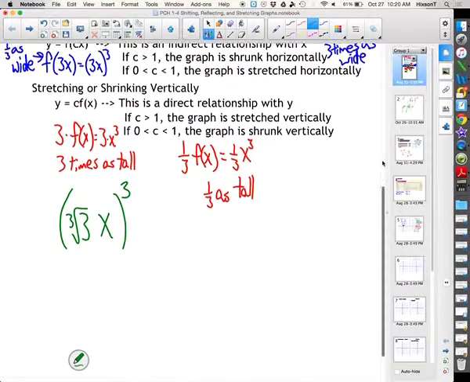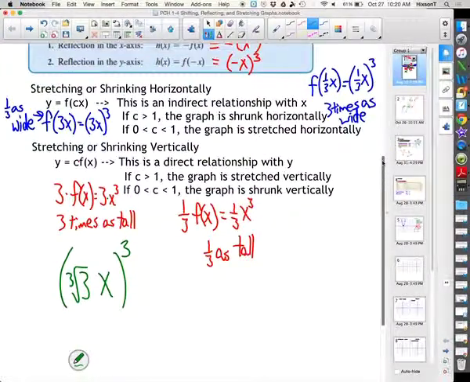This one up here, a 1/3 x that's then cubed, that's the same value as 1/27 x cubed. So when I make it 3 times as wide, it ends up being 1/27 as tall. So yes, there is a relationship between the horizontal and vertical stretching and shrinking. Okay? So my thing to you would be go for the obvious.